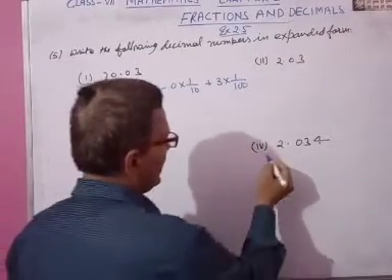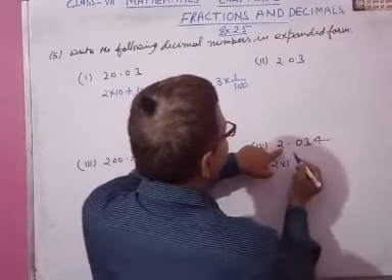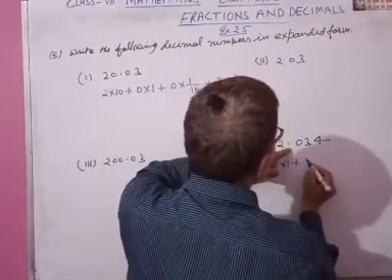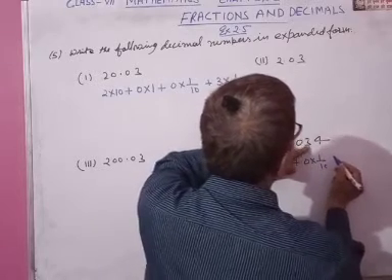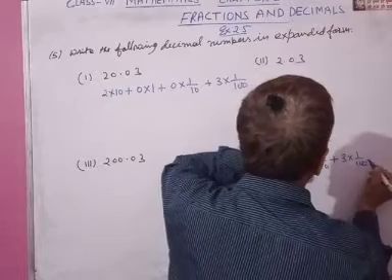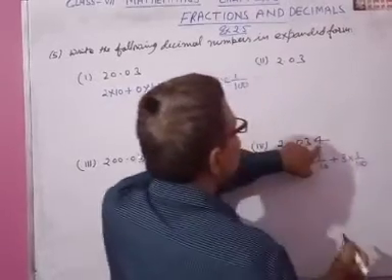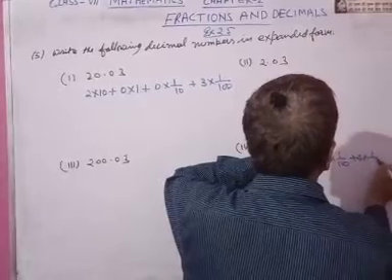And I will do this question for you. 2 multiplied by 1. See, this is 1st place and this is 10th place. 0 multiplied by 1 upon 10. This is 100th place. So 0, 3 multiplied by 1 upon 100. This is 1000th place. So plus 4 multiplied by 1000.